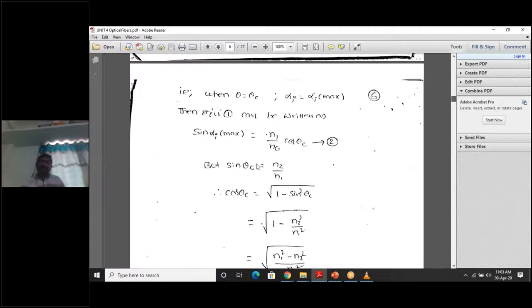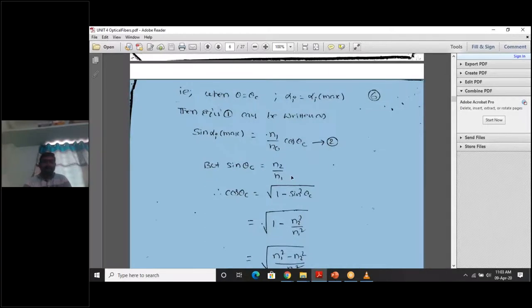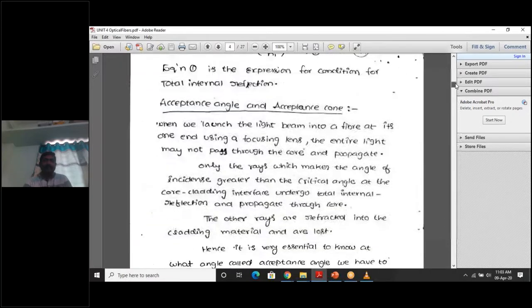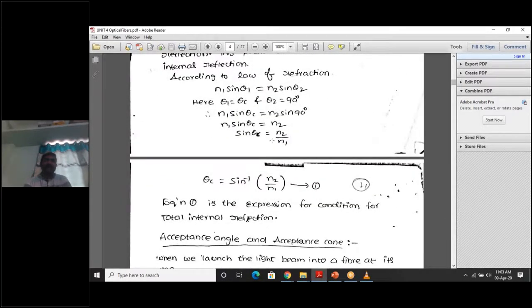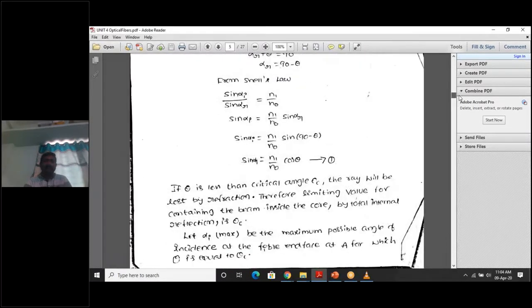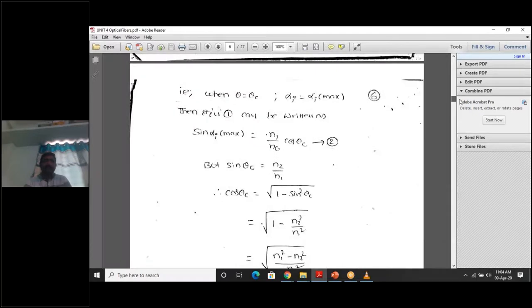But previously, when we were deriving an expression for the critical angle, what did we get? Sine theta c is equal to n2 by n1. This we already learned there. You see, go back. Yes, here we derived sine theta c is equal to n2 by n1. I am going to use the same formula here.